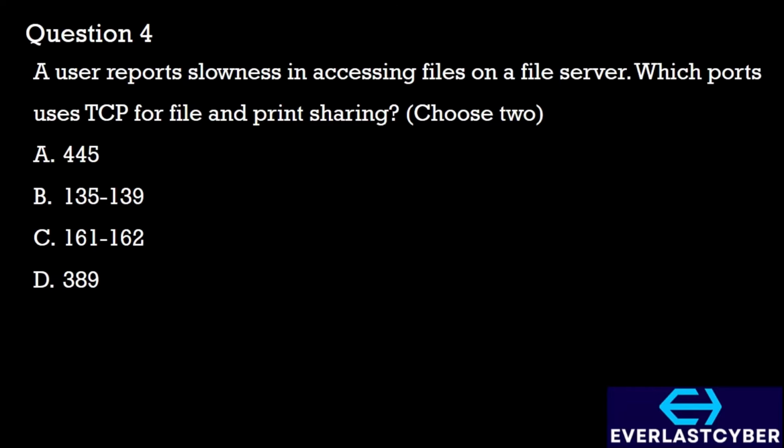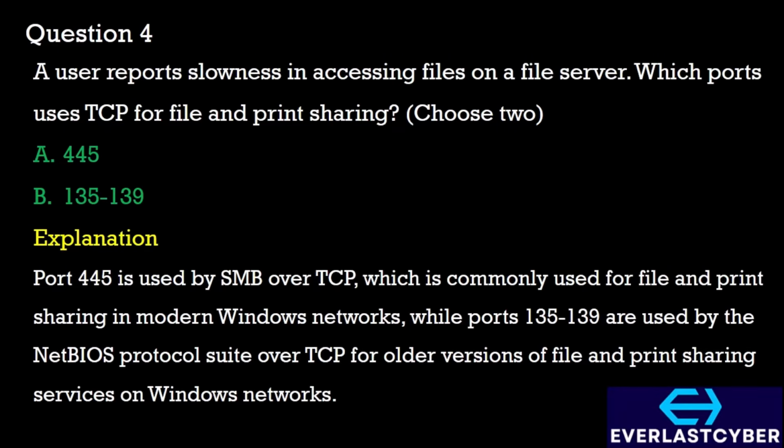Ports 135 and 139 are used by the NetBIOS protocol suite, and this is used over TCP for the older versions of file and print sharing services. Ports 161 and 162 are used by the Simple Network Management Protocol, or SNMP, for network management, but it's not used for file or print sharing. While port 389 is used by LDAP for accessing and maintaining distributed directory information services. So the two options we'll be going with here are options A and B.